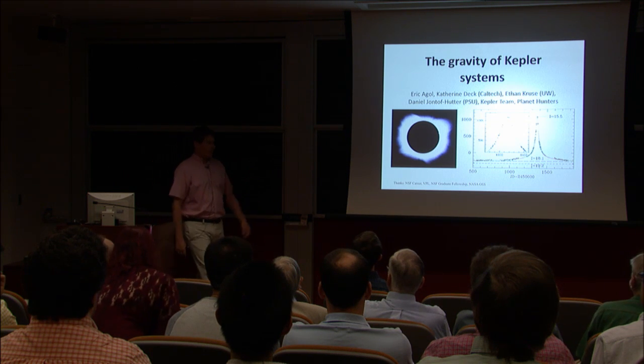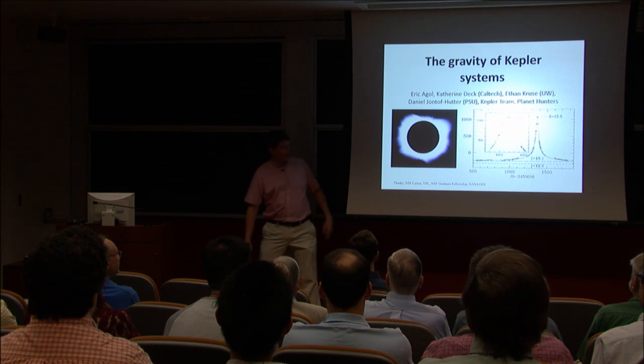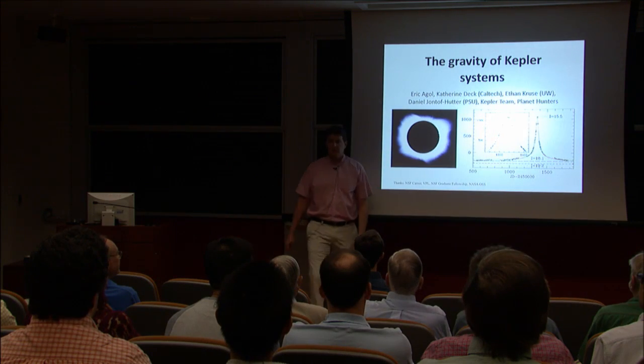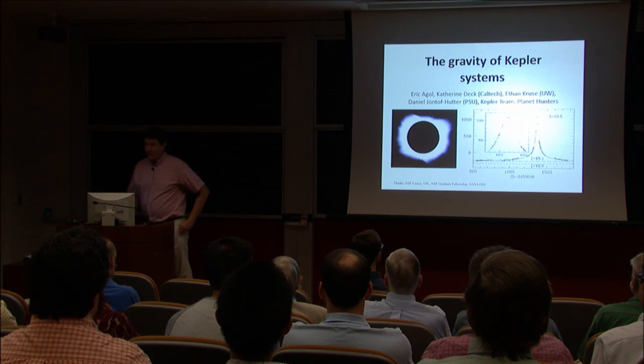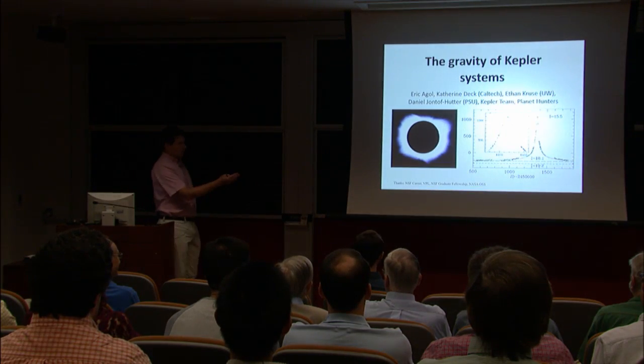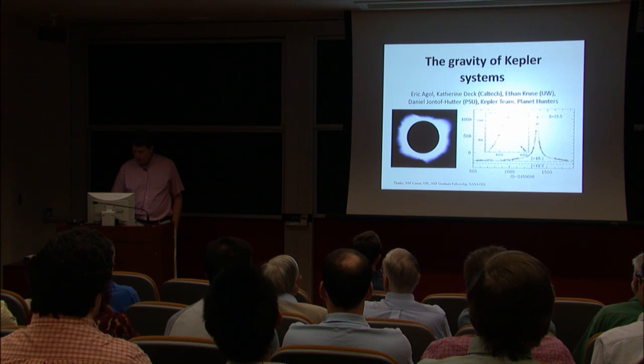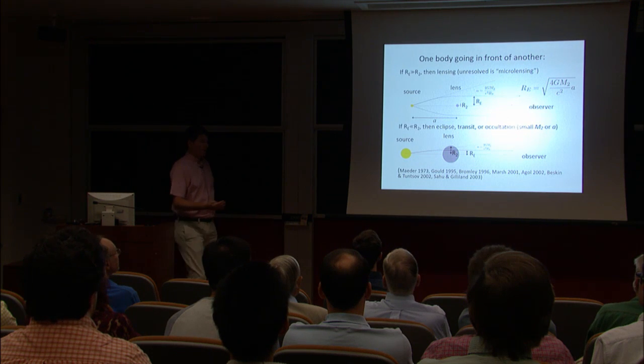A transit or eclipse of the sun by the moon, and a really high magnification microlensing event that I imagine some folks at Princeton were involved in. So I worked on the equations unifying these two phenomena, and the technical term for both of these is one body going in front of another.